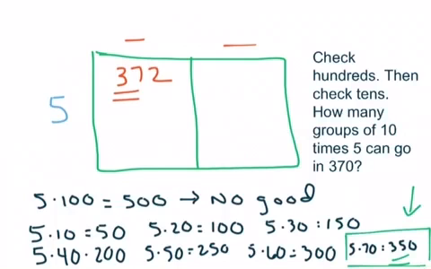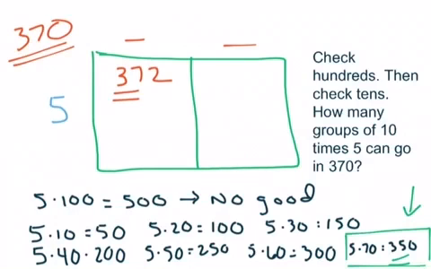So I check my groups of 10. 5 times 1 group of 10, or 5 times 10, is 50. Way too low. I've got to get to 370, or really close to 370. My goal is 370, and I want to get as close to this as possible. So that's out. 5 times 20, no, that's no good. That's only 100. I've got to keep going.